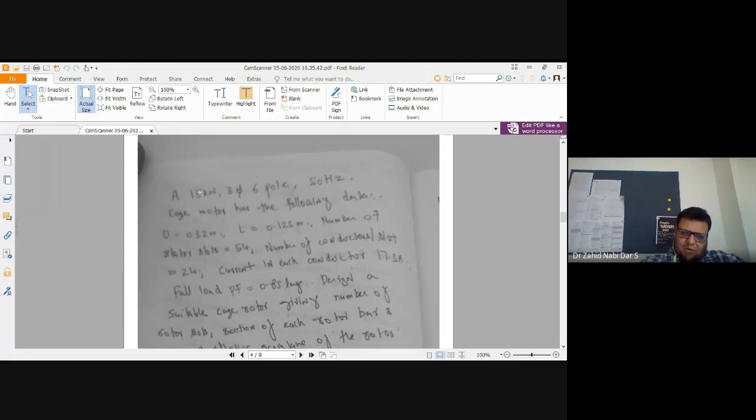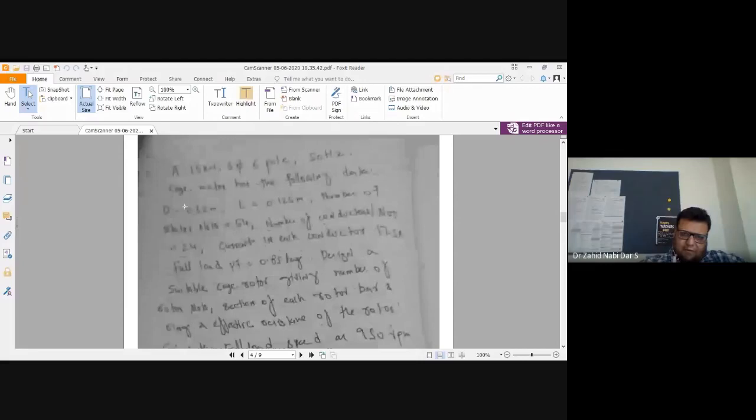A 15 kilowatt, 3 phase, 6 pole, 50 hertz cage motor has the following data. So this is the induction motor. The diameter is given as 0.32 meter, the length is given as 0.125 meter, the number of stator slots is equal to 54.